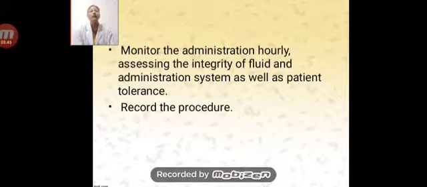After it's done, we have to monitor the administration hourly. We can assess the integrity of the fluid and the administration system, as well as the patient tolerance to the fluid. Then after it's done, we can record the procedure.